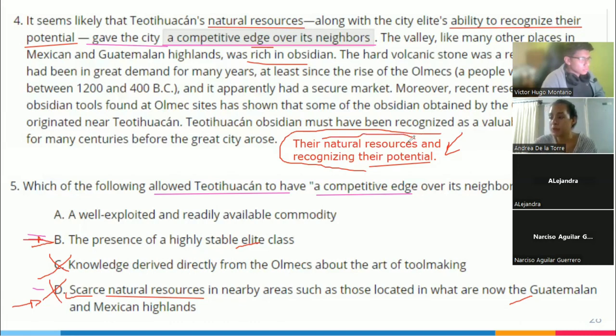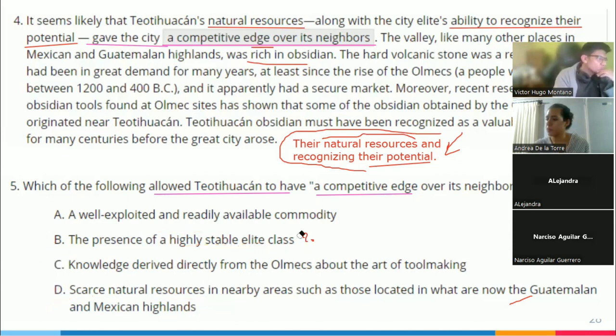Isn't that important? And second, do we really know if they were highly stable? We don't know anything about that, right? They just say that they were able to recognize the potential of the resources. So this has nothing to do with resources, and we don't know if they were stable or not. So I don't know. What about option A? What do you guys think of option A?